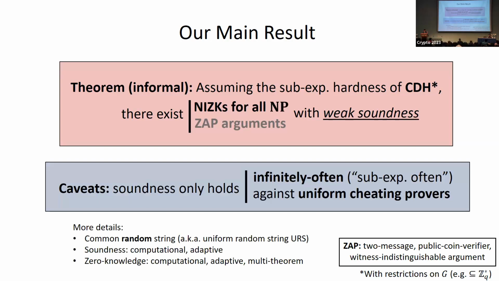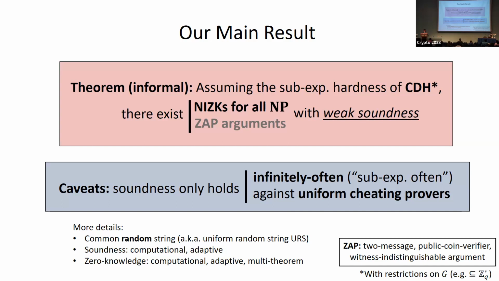So what's the main caveat of our construction? We get a weird notion of soundness, where soundness is defined with respect to security parameters. The only thing that we know how to prove is that our argument system is sound on infinitely often security parameters. That's not what you usually want. Usually you want soundness for all large enough security parameters. The second drawback is that we only get soundness against uniform prover. Usually you allow adversaries to have access to potentially hard to compute non-uniform advice. We don't allow that here.